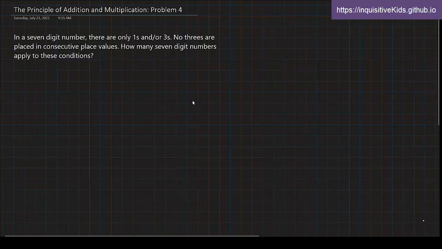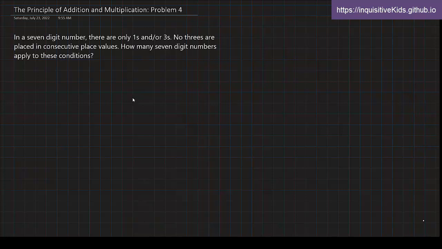Now, how many 7-digit numbers apply to these conditions? First, don't be afraid to go through a lot of process thinking. In number sense, you're often going to be faced with these different types of conditions, these different scenarios, and you just have to take your time to organize your thoughts and write down each of those observations from those scenarios.